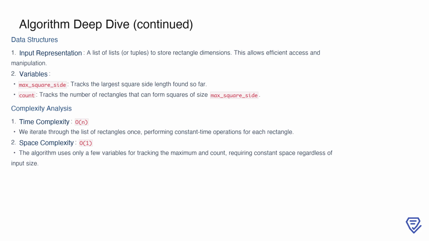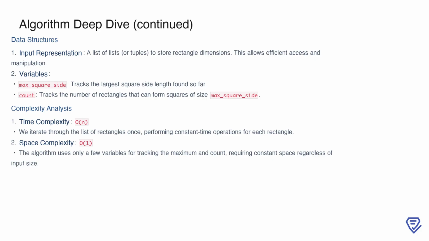To implement this, we use a simple data structure, a list of lists or tuples to represent the rectangle dimensions, which allows efficient access and computation. The key variables are max_square_side, which tracks the largest square side length found so far, and count, which tracks how many rectangles can form squares of that size. From a complexity perspective, the algorithm is highly efficient. It has a time complexity of O(n), because we only iterate through the list of rectangles once, performing constant time operations for each rectangle.